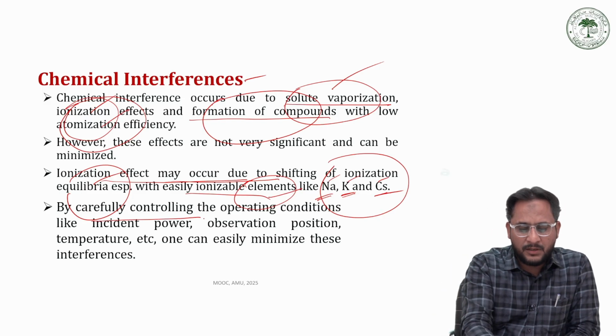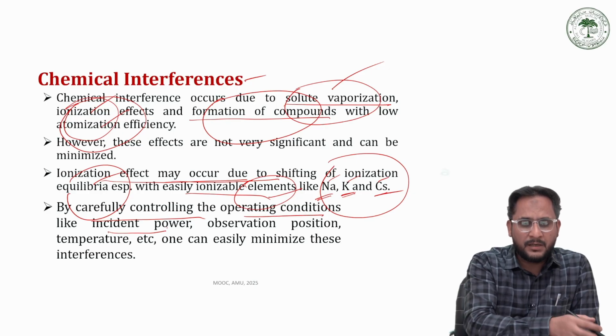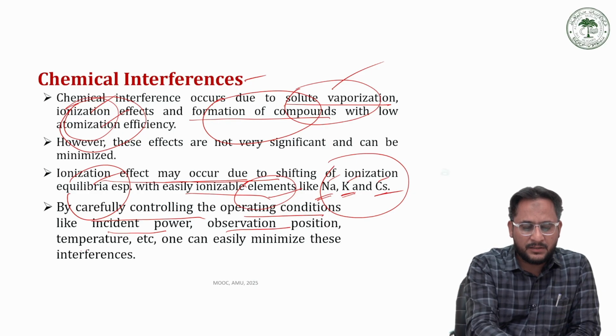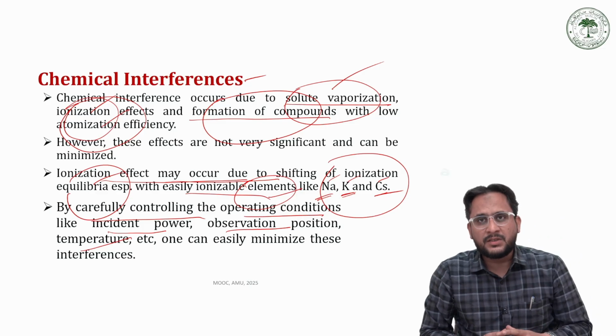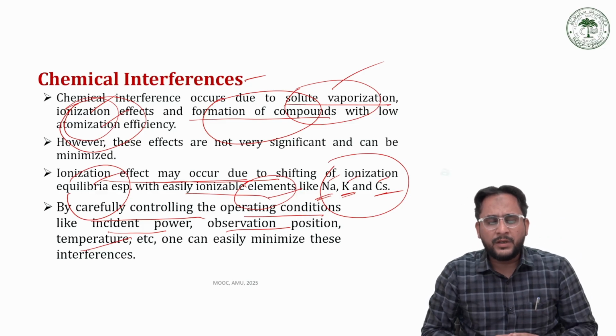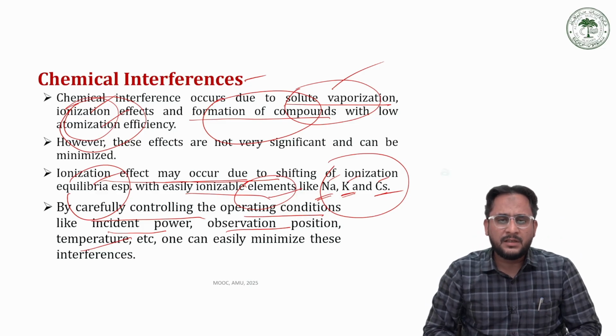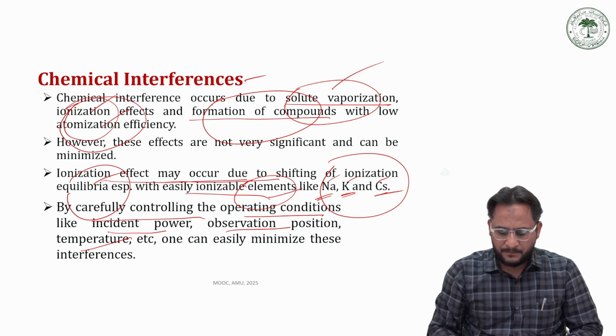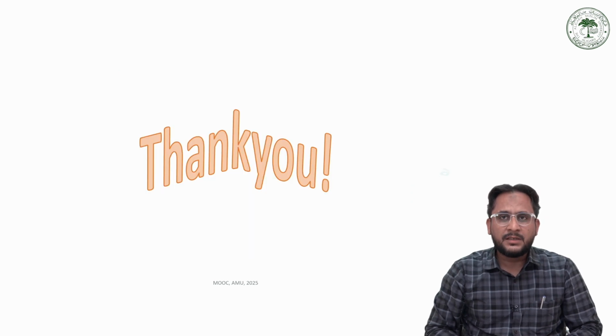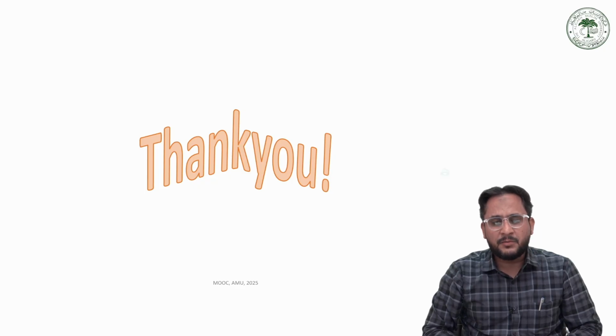However, by carefully controlling the operating conditions, the incident power, and the temperature, as well as by making the plasma stable by controlling the flow rate, we can control these chemical interferences, leading to reproducible and reliable results. With this, the interferences and the sample preparation method is over. Thank you very much.